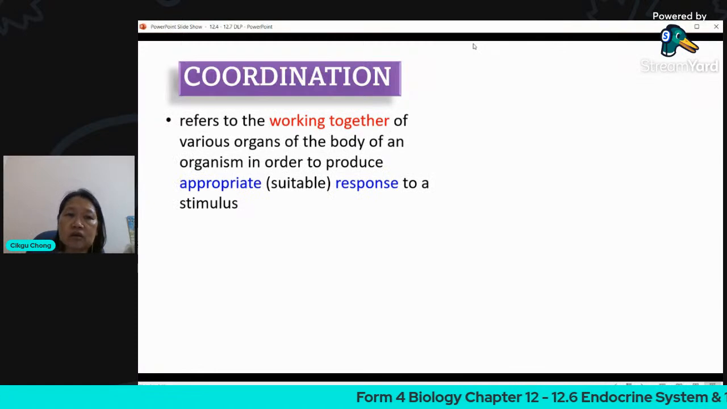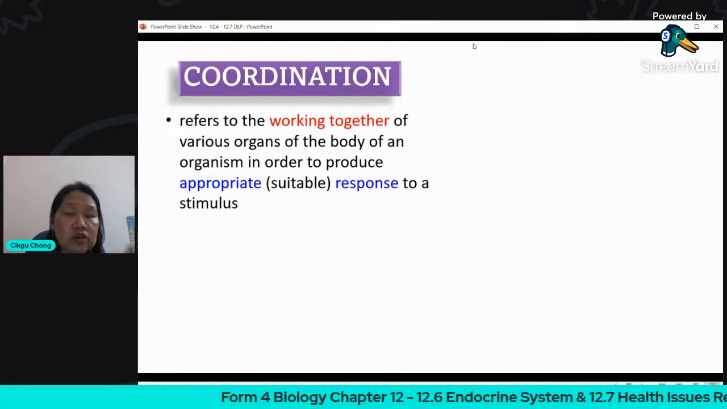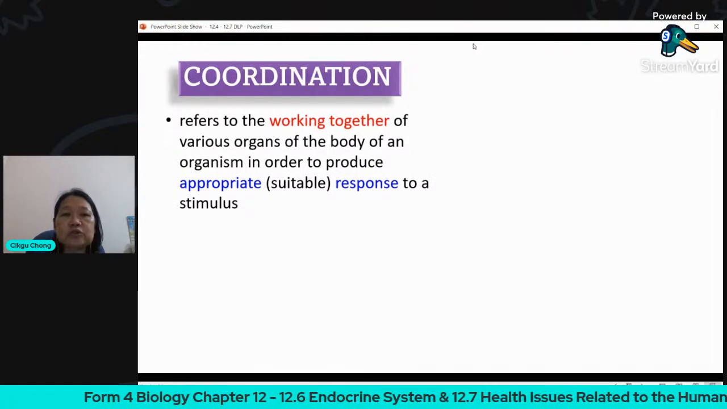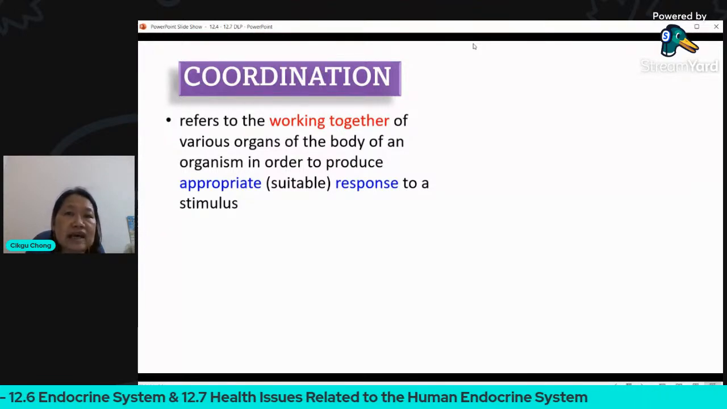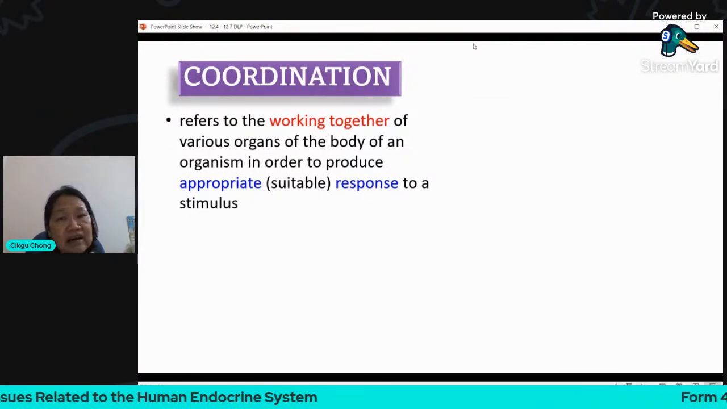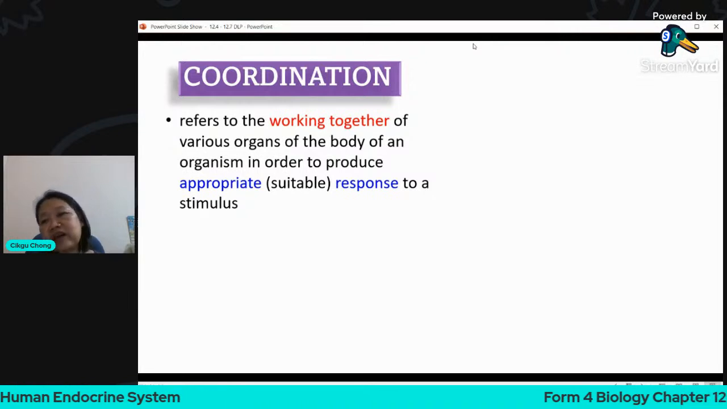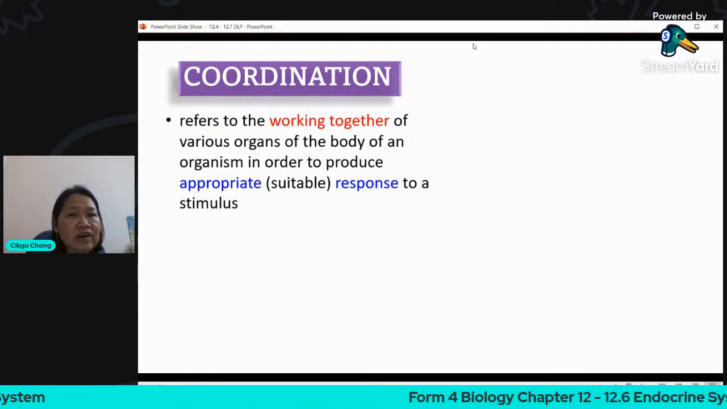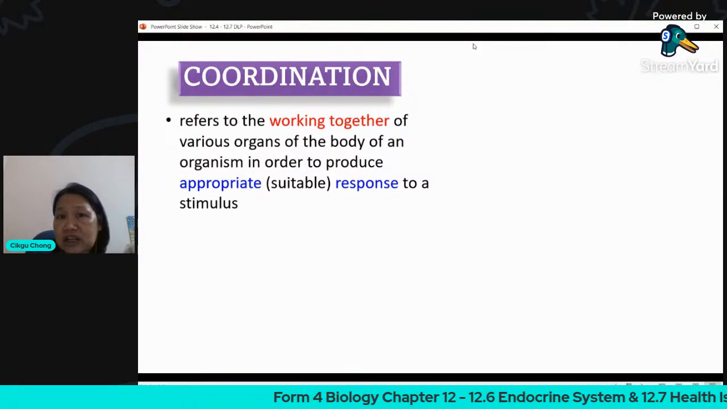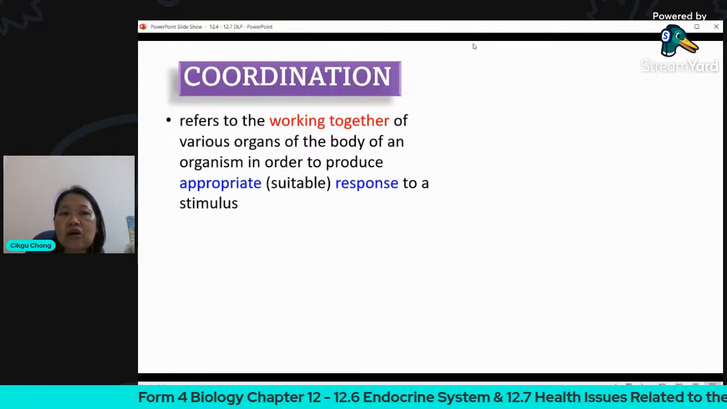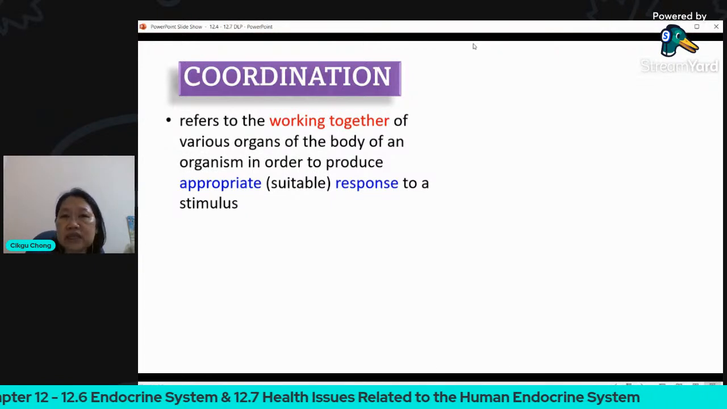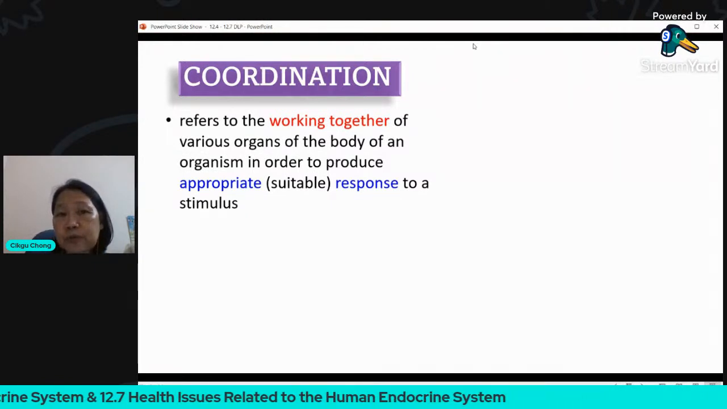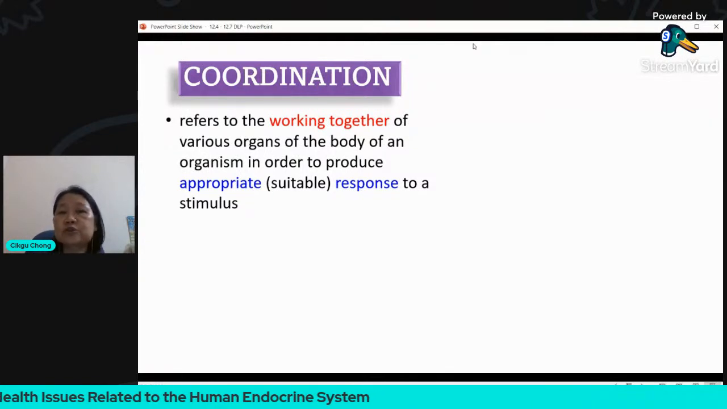Let's go back to the definition of coordination. Coordination refers to working together. When you have coordination, you know what the other component is doing. In DM we call it penyelarasan, or coordination. Like your right hand knows what the left hand is doing, and your left hand knows what your right hand is doing. There is that working together of the different organs of the body, of an organism, in order to produce the appropriate, or suitable, response to a stimulus.